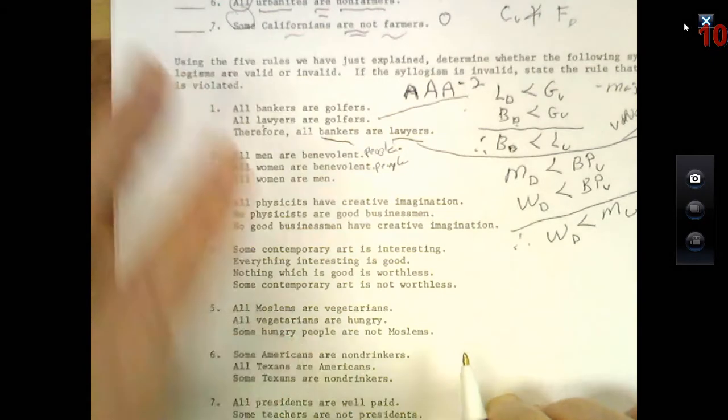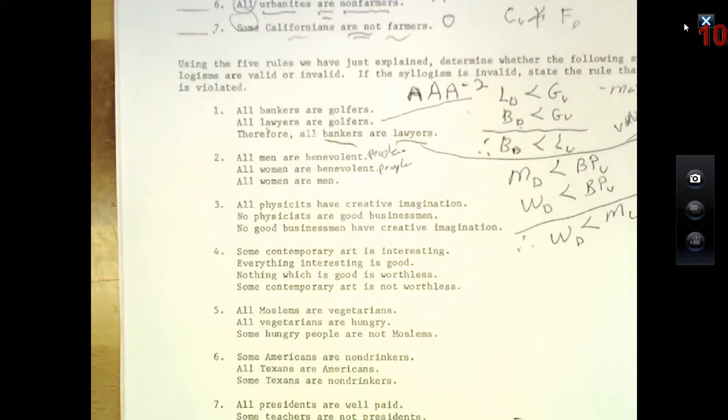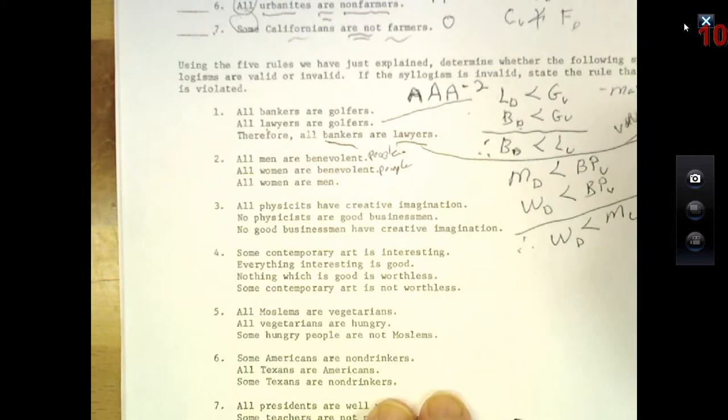All right, let's look at the rules. Ricky, read the rules again. The syllogism must contain exactly three terms used consistently. One, two, yes. And used twice, each used twice consistently. The middle term of the syllogism must be distributed in at least one premise. Okay, what's my middle term? Benevolent people. Is it distributed at least once? Yes. Oh, no. Okay, so that's it.